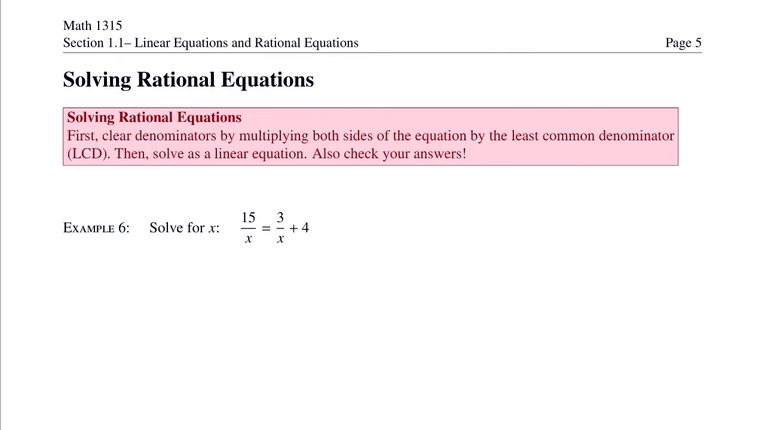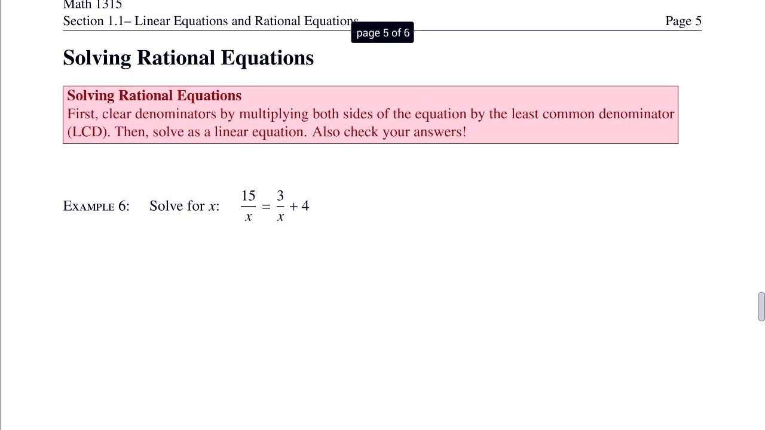Next, we look at solving rational equations. To solve rational equations, first we want to clear denominators by multiplying both sides of the equation by the least common denominator. Then we'll solve the linear equation that is left over. Finally, because there may be variables in the denominator, we should check our answers against the restricted values.